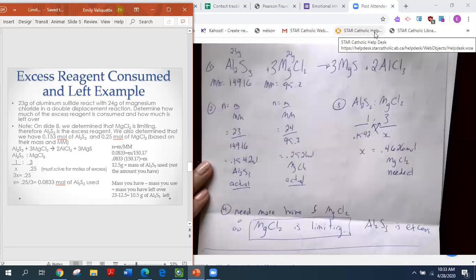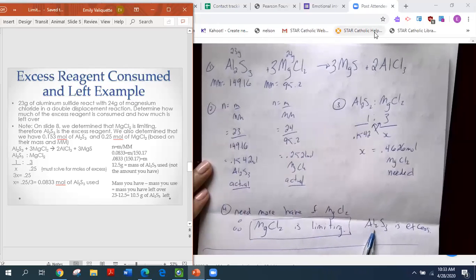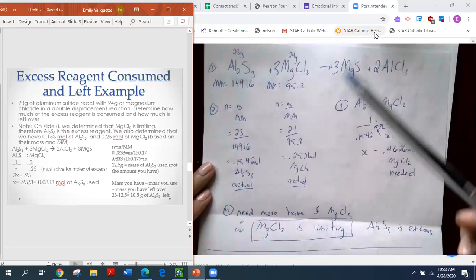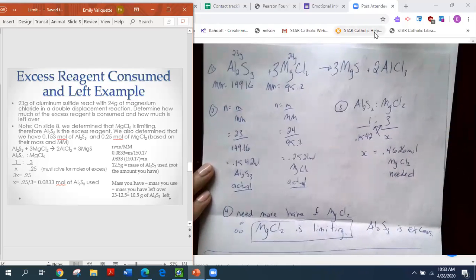By the way, guys, for those of you that didn't keep your work from yesterday, this is how we solved it yesterday. We found out that magnesium chloride is limiting, and therefore that the aluminum sulfide is in excess. So you can just go from here to calculate the rest of your answer. And again, you can check your answers right on that slide.